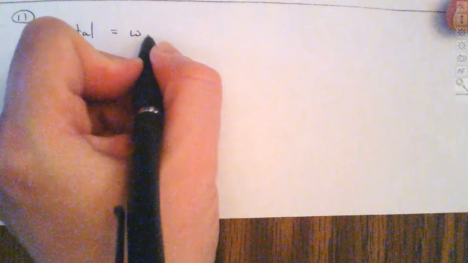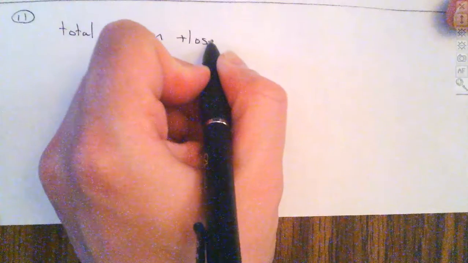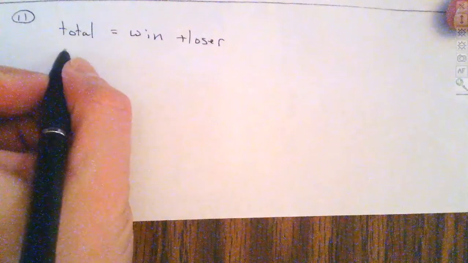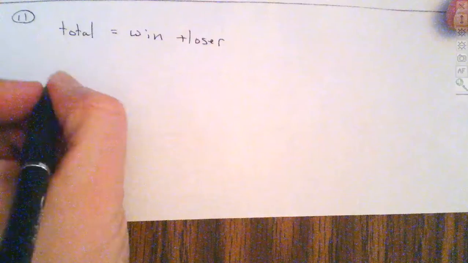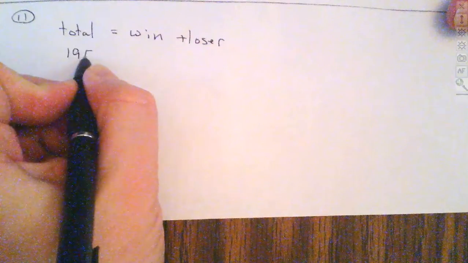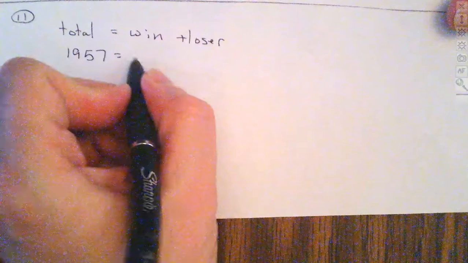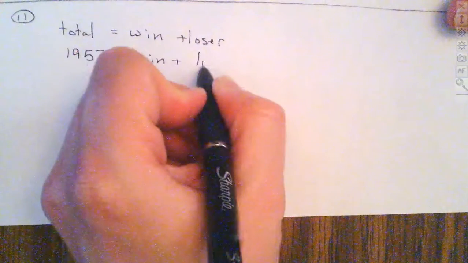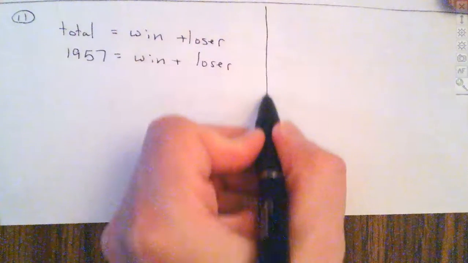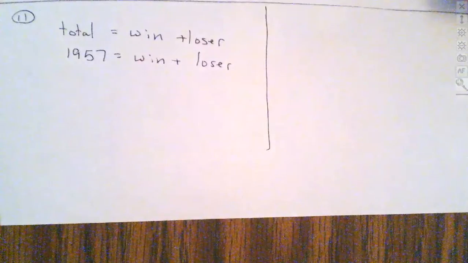So very, very similar to the last one. And this is going to be question 11. We have a total. And that total is going to be the winners plus the losers. And we know that total, in this case, is 1957. And again, that's going to be the winners plus the loser. And how do these relate to each other? Well, it says the loser received 1,269 fewer votes.